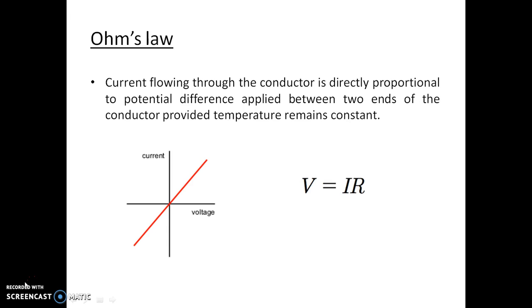Ohm's law also gives one more relation, that is V is equal to IR. Here V stands for voltage, I stands for current, and R is nothing but a constant, and the name of that constant is resistance. Resistance is a new property of a conductor introduced by Ohm. In the next slide, we are going to talk about this new property of a conductor.